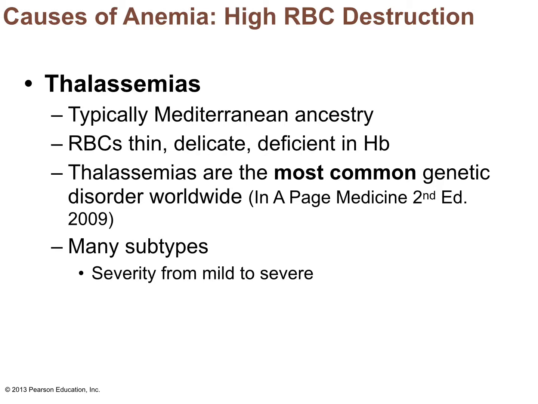Thalassemia, this is a type of anemia that's genetic. It's the most common genetic disorder worldwide. It typically occurs in individuals that have a Mediterranean ancestry. The red blood cells become thin, delicate, and weak, and they break real easy, so you wind up with a deficiency in hemoglobin.